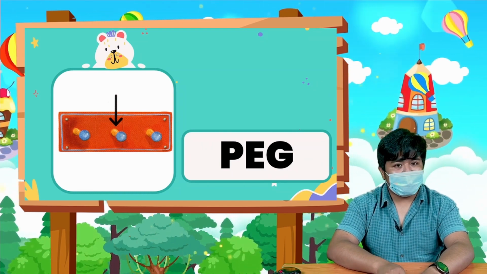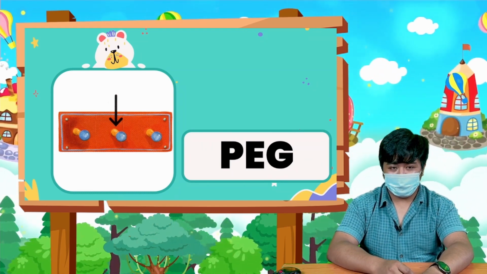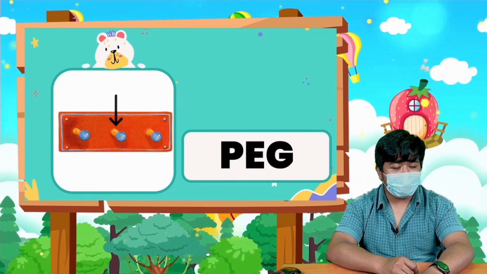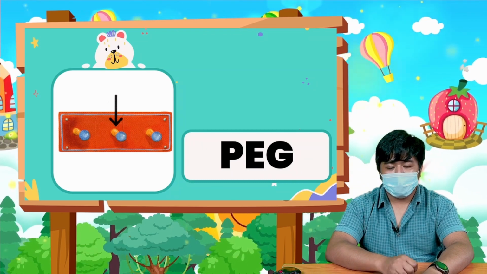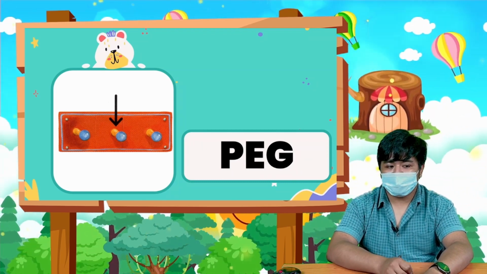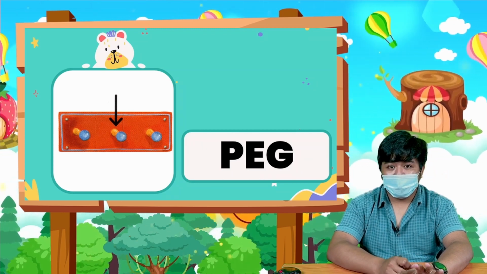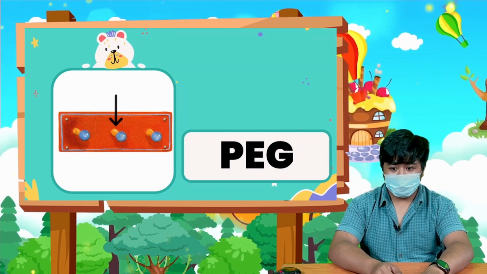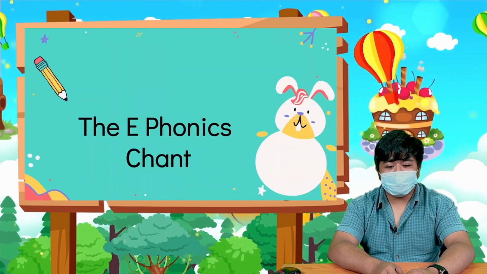Eh. We have egg. Egg. Very good. Next, we have bed. Bed. Very good. Next, we have pet. Pet. And the last one is peg. Peg. Very good. Now, let's proceed to a chant.